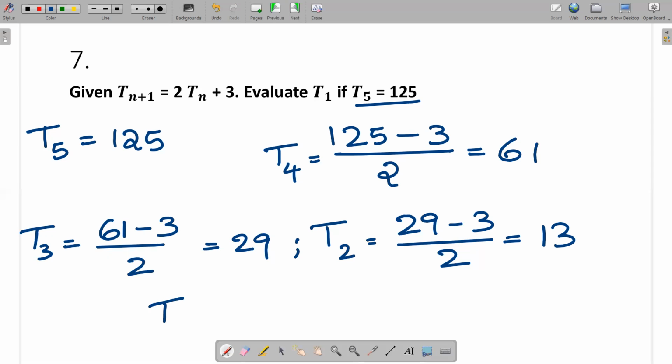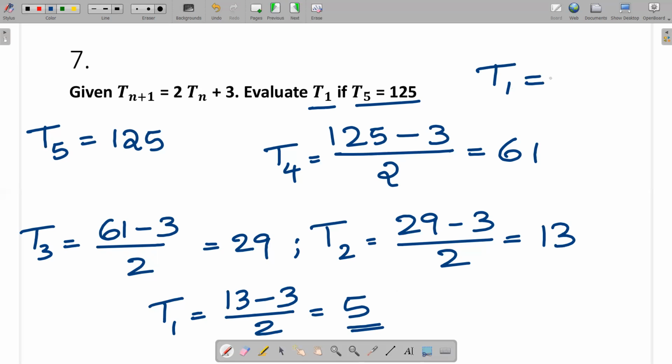Now, what about T1? You are asked to find the value associated with T1. To find that, what you need to do is 13 minus 3 divided by 2. 13 minus 3 is equal to 10. By 2, we get the value here as 5. So from this, I can conclude the first term is equal to 5. Again, you can see throughout, it follows the pattern: 2 times the first term plus 3 gives you the second term.